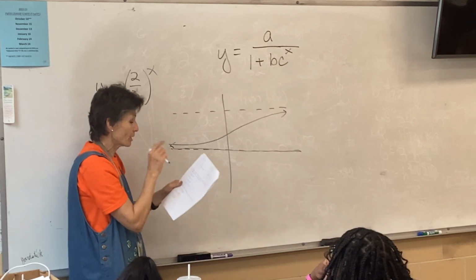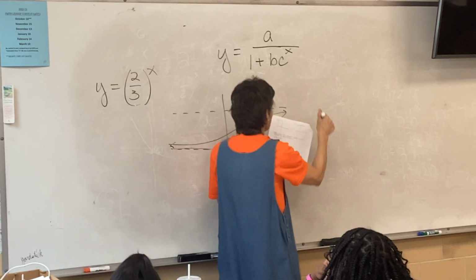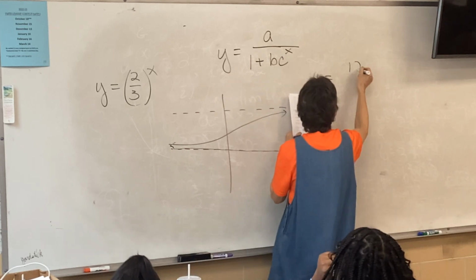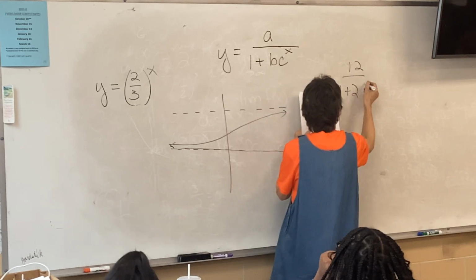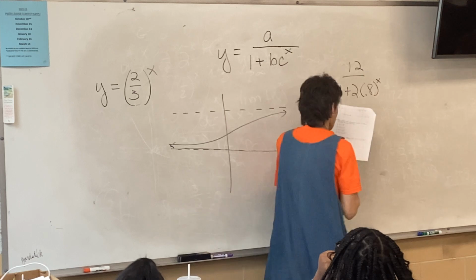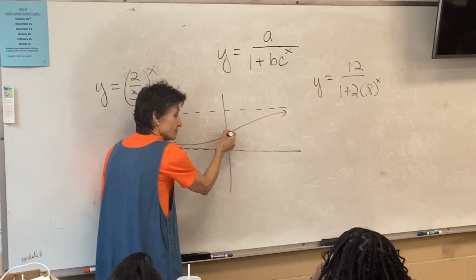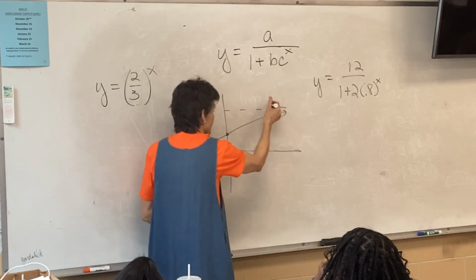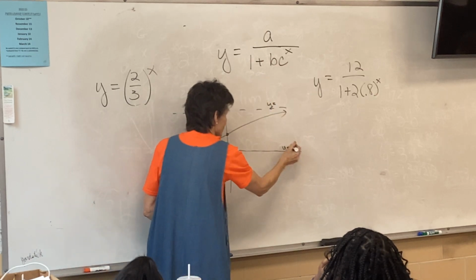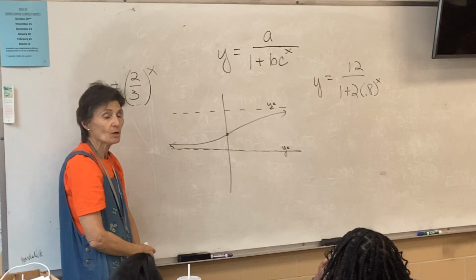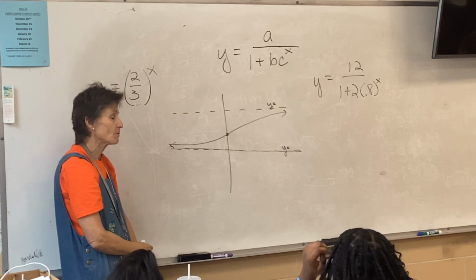Okay, so what you're going to do now is take this logistic function and figure out this point and these two. So y equals what? Y equals what? The asymptotes and the y-intercept. You're going to figure that out.